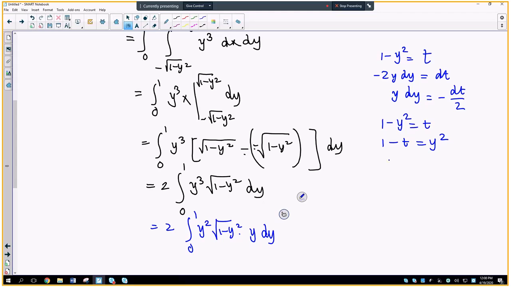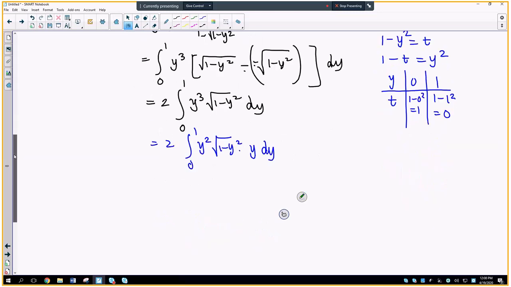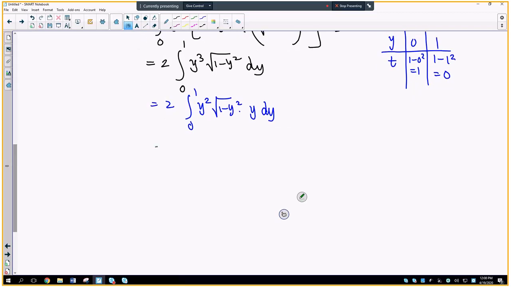Let's take care of the limits, y versus t. Limits for y were 0 and 1. If you put in your expression y equal to 0, then you get 1 minus 0 squared, which is 1. So the lower limit for t is 1. The upper limit for t is going to be 1 minus 1 squared, which is 1 minus 1, so 0. So let's rewrite this antiderivative in terms of t. So I'm going to say that it's 2 times the integration, as we have seen, lower limit is 1 and upper limit is 0.